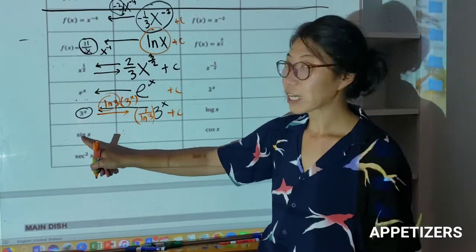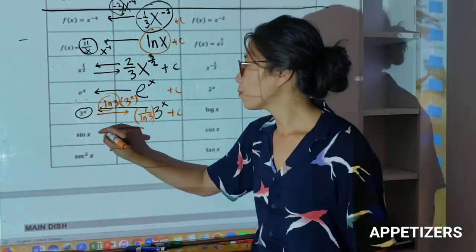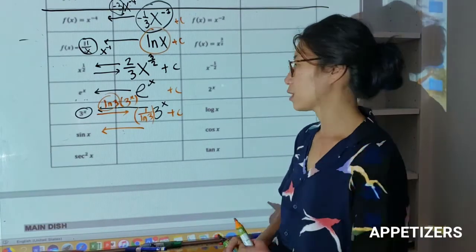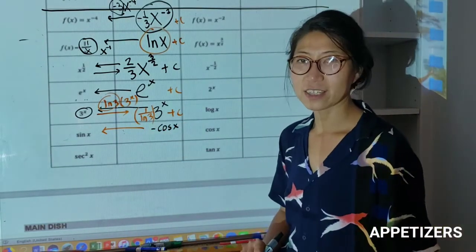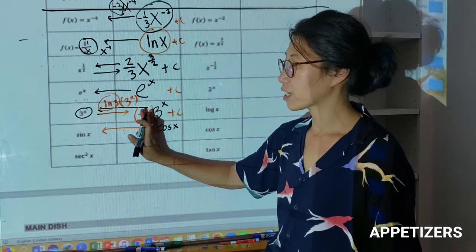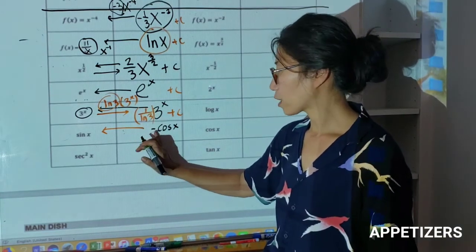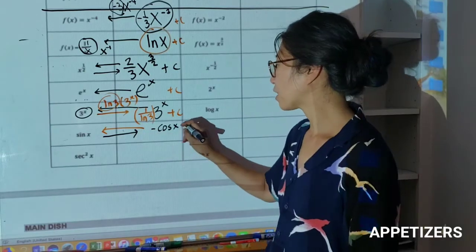So now, sine, I'm not taking derivative. What makes a sine x when I take derivative? That will be negative cosine x, right? Because the cosine derivative is going to be negative sine x, so another negative will make it. So this will be the antiderivative.